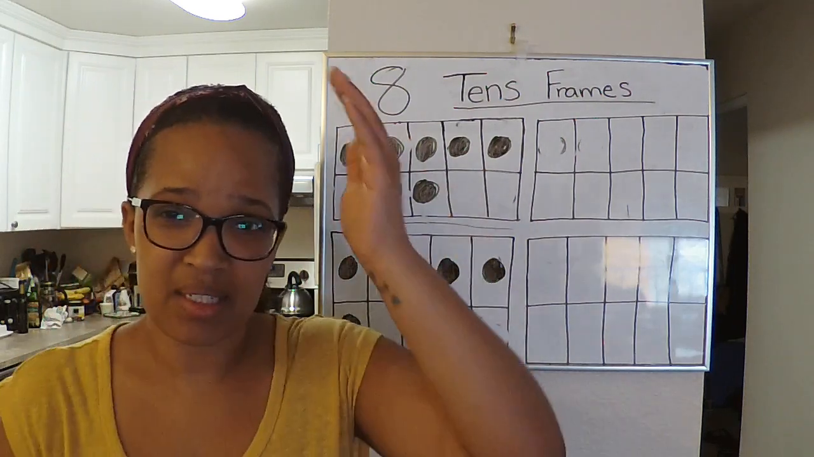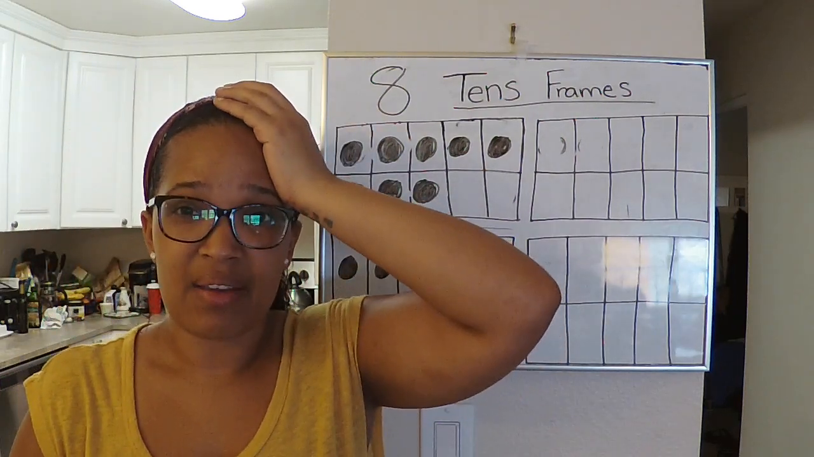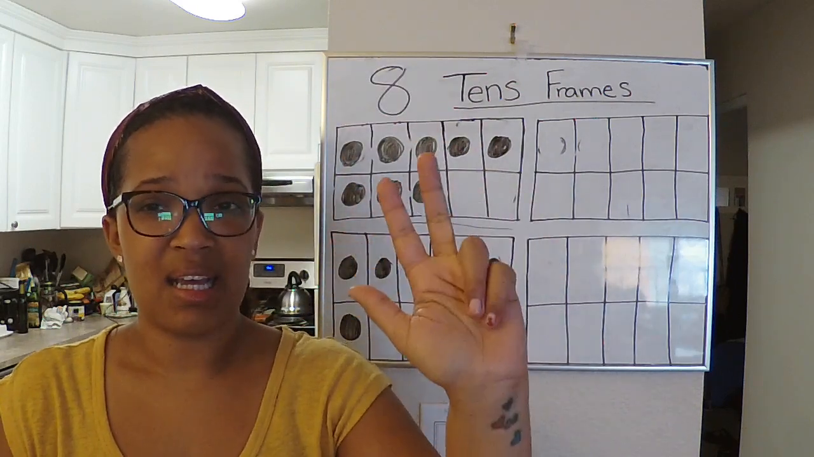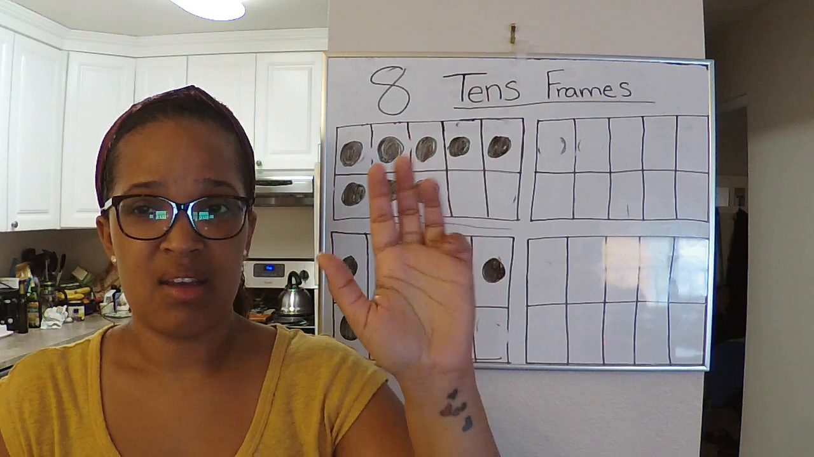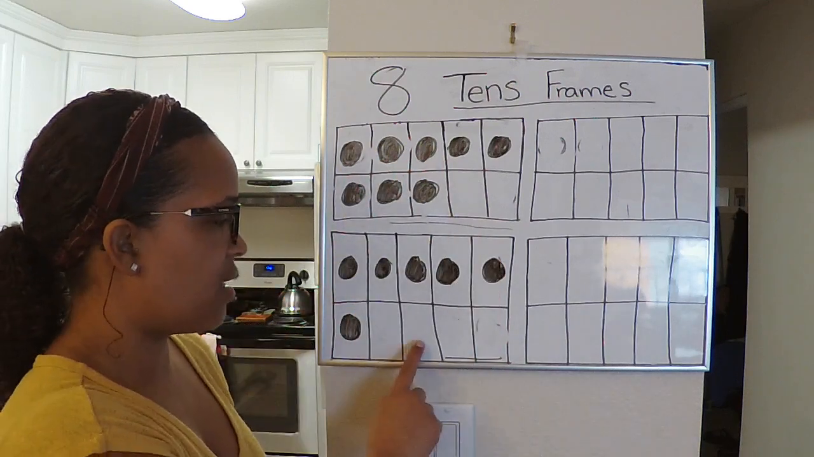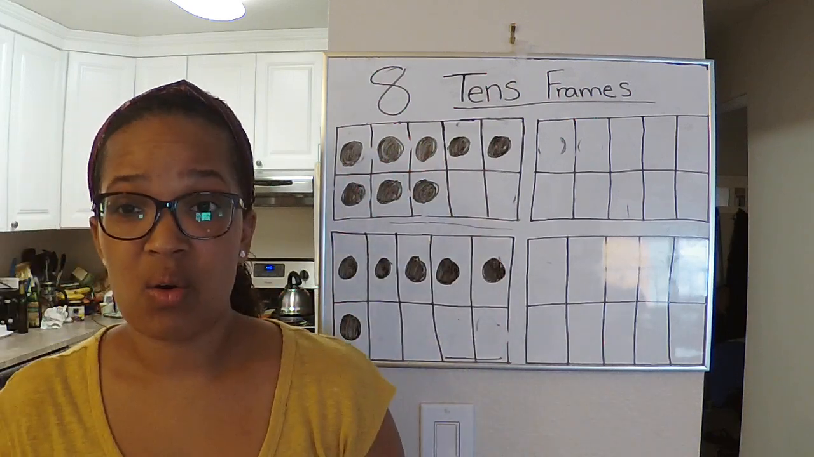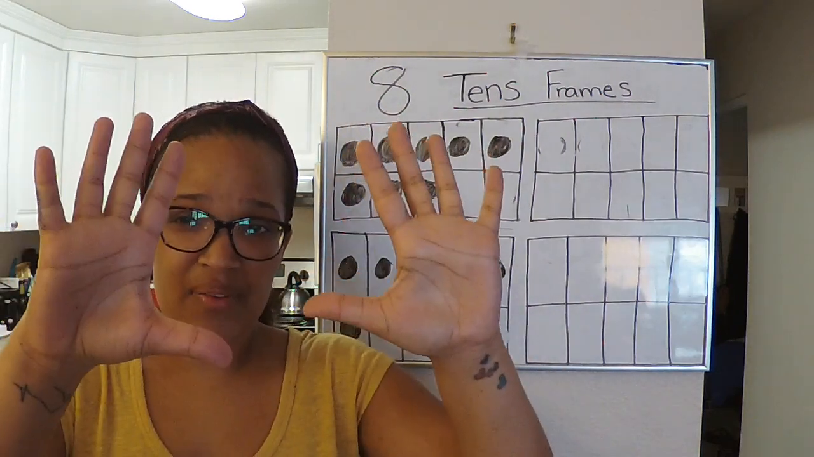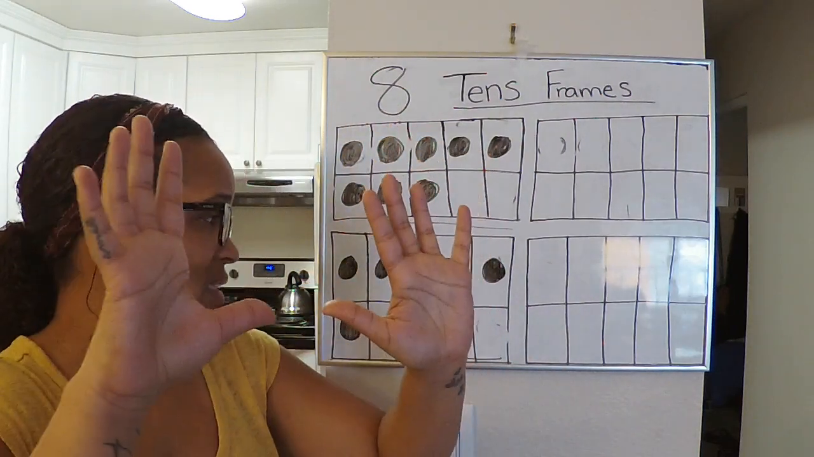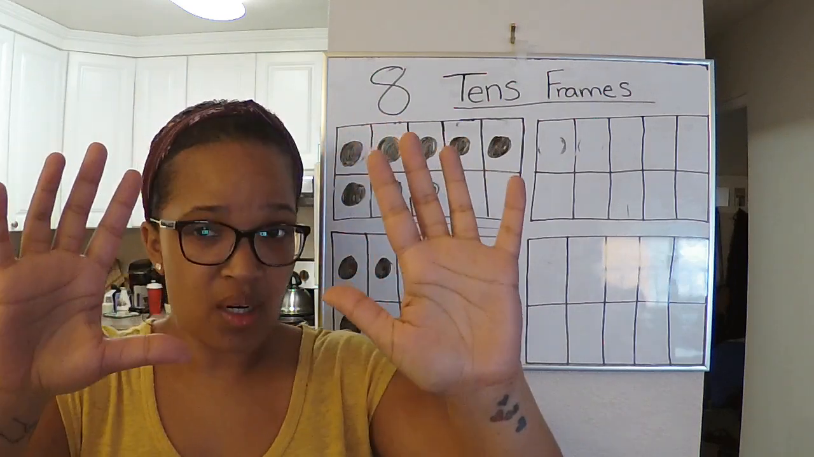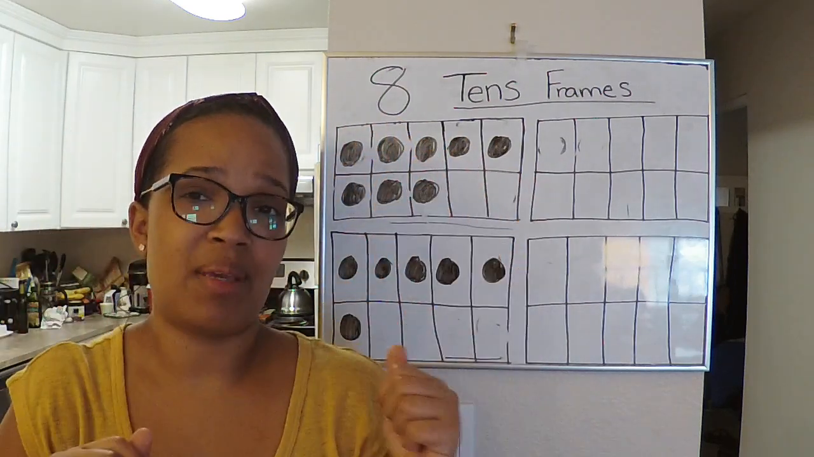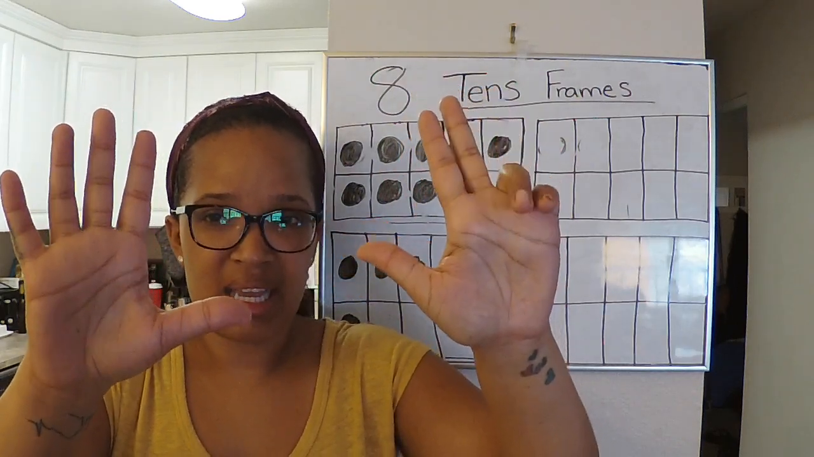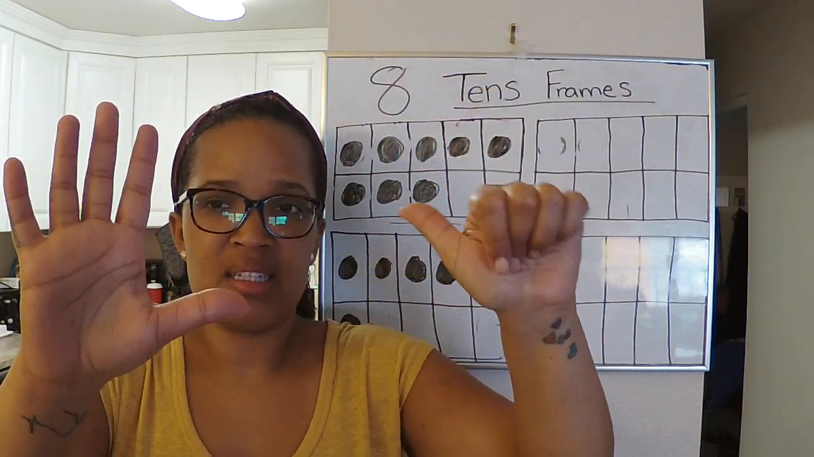So let's put 6 in our head, 6, and counting 4 more. 7, 8, 9, 10. 4. There are 4 spots missing. Or I can put 10 in my head or 10 on my fingers and count down 4, and that will tell me how many dots I have. So 10, 9, 8, 7, 6.